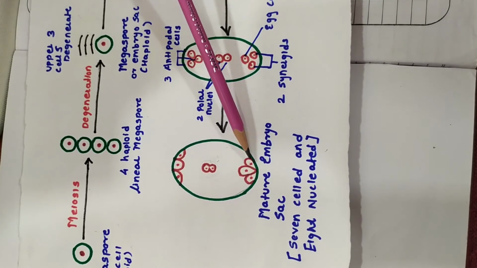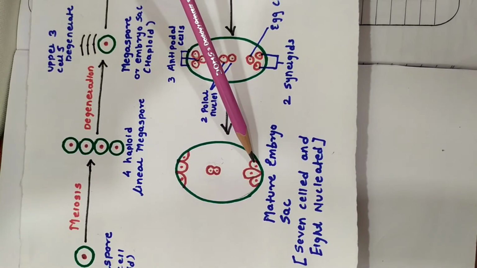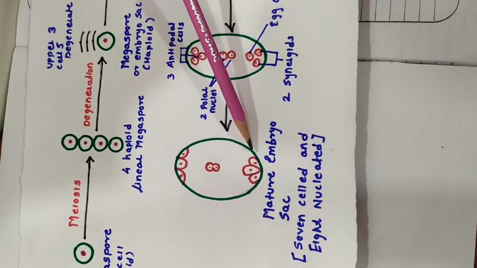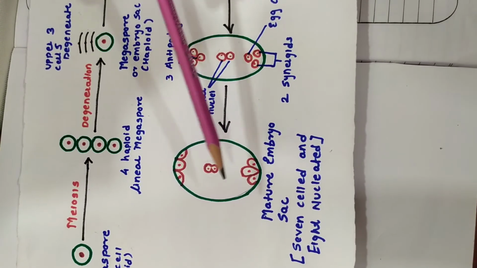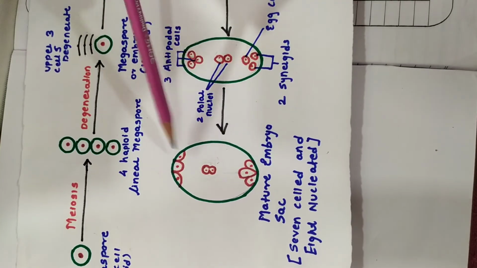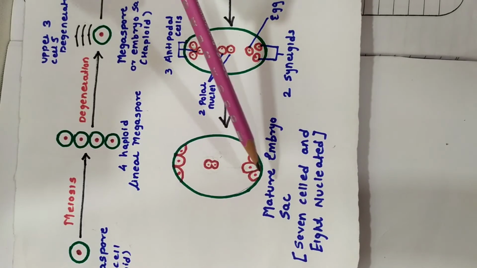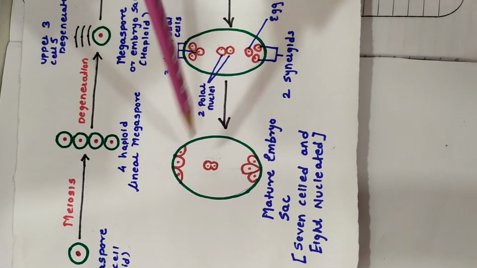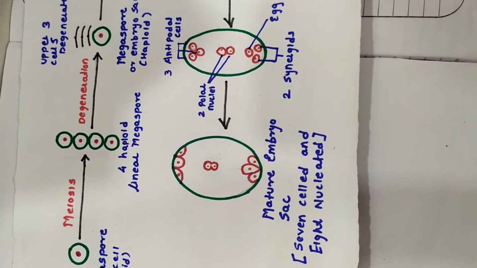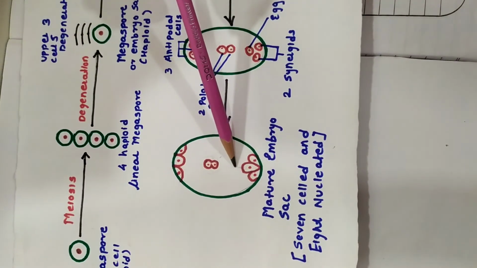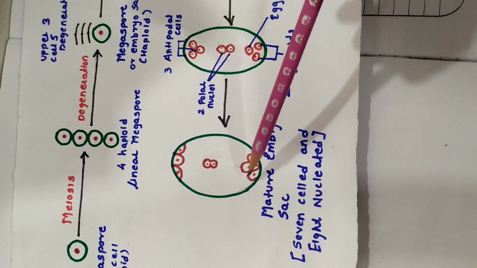Towards the micropyle end there is the egg cell, which is haploid in nature, takes part in fertilization and will form the embryo. This middle one is the egg cell, and surrounding the egg cell there are synergids.